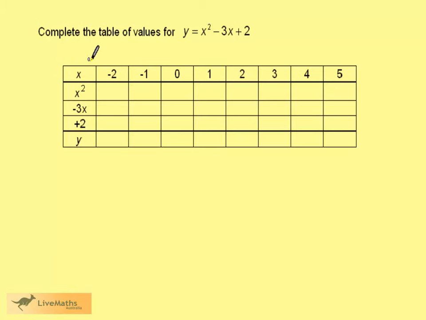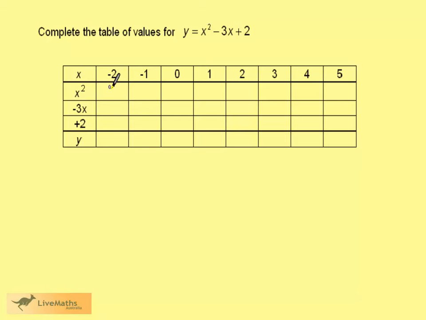We're going to complete the table of values below for y equals x squared minus 3x plus 2. One way of doing this is to create a table like this, where we split the equation into its constituent parts. Once we've worked out each of these values, we just need to add them to find y. So let's look at x squared.